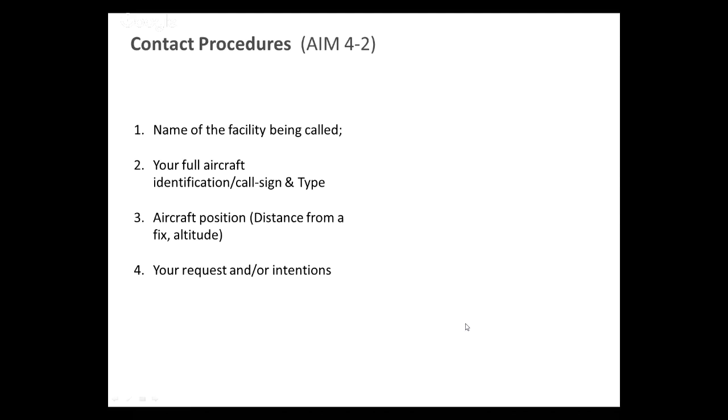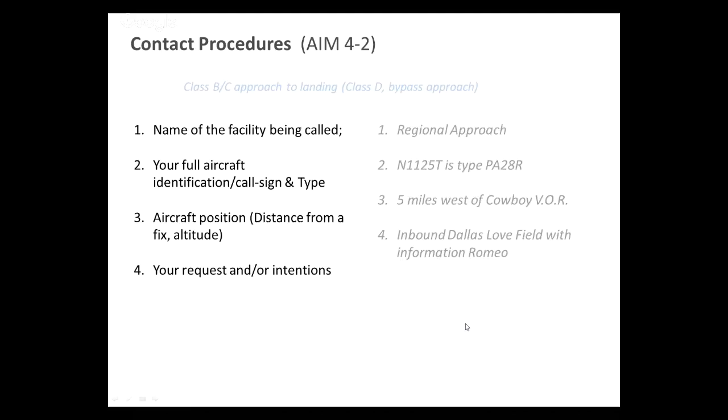So let's go through some examples. So a Class Bravo or Class Charlie approach to landing. Left midfield for runway 17 full stop. Just 15 Alpha, one more departure heady, extend downwind, won't be too far. Roger, extending downwind 15 Alpha.